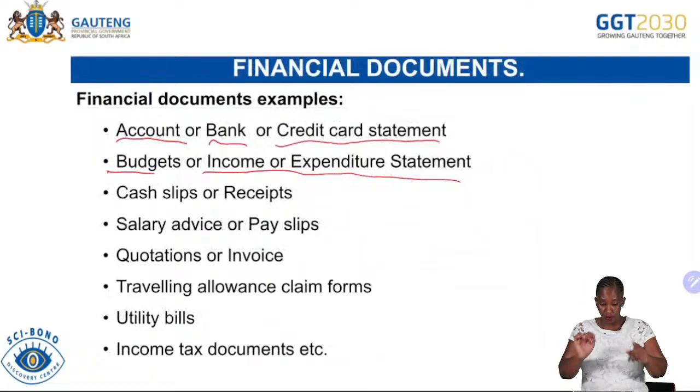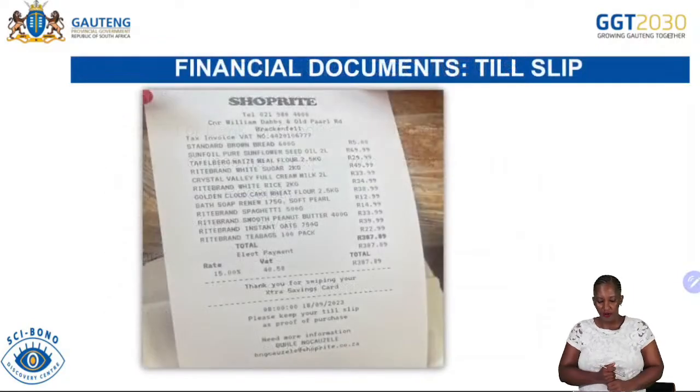Boys and girls, I have already spoken to this. When I was doing those terminologies, we spoke about the account, we spoke about the credit. Here, these are the documents. That terminology that I was discussing on top, you'll see it on these documents: the account statement, the budgets, income and expenditure statements, the cash slips, the salary advice, the quotations or invoices, traveling allowances, claim forms, utility bills, income tax. Remember the traveling allowance, I spoke about it because now you are using your car, you need to take care of it.